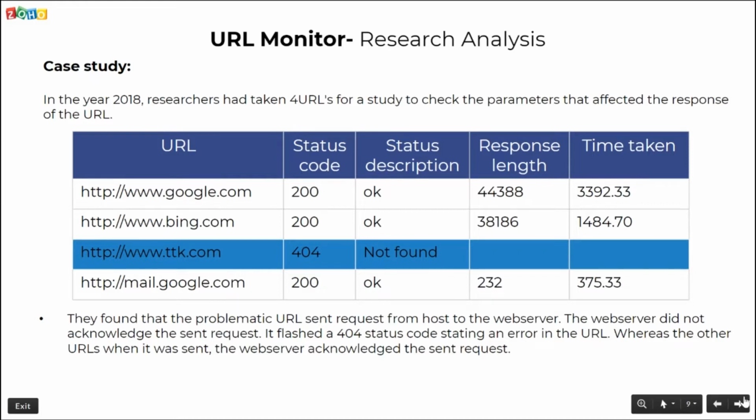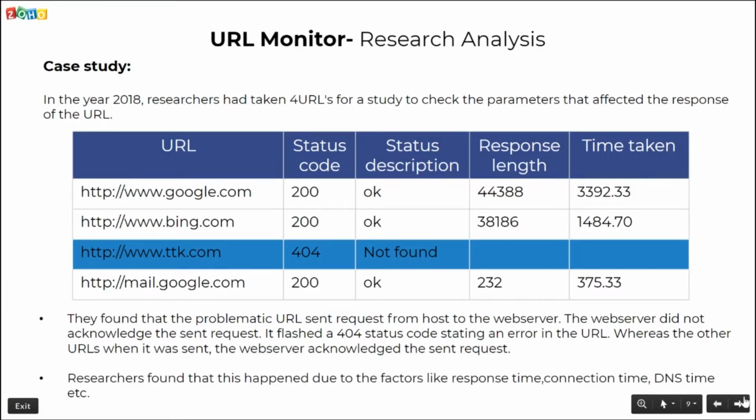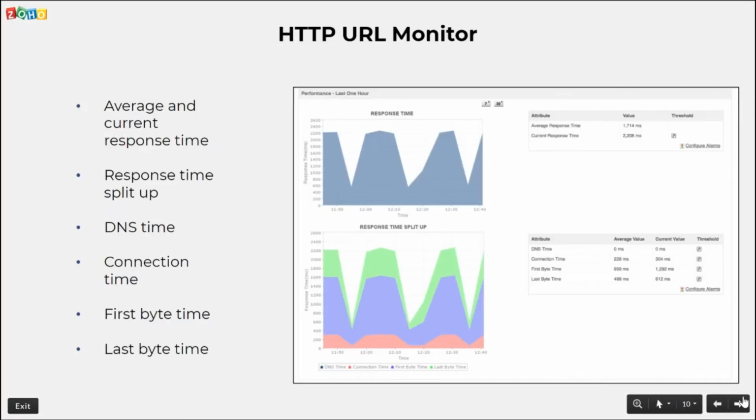So the researchers found that this 404 error code is possibly because of the response code, connection time, DNS time, etc. To know more specifically what exactly is the reason for this 404 error code, we have introduced the HTTP URL monitor in Applications Manager. In this HTTP URL monitor, we do a constant check for a specified URL or a web page. We will be able to monitor both HTTP and HTTPS URLs.